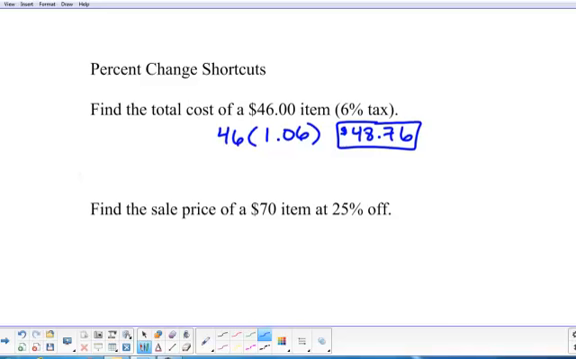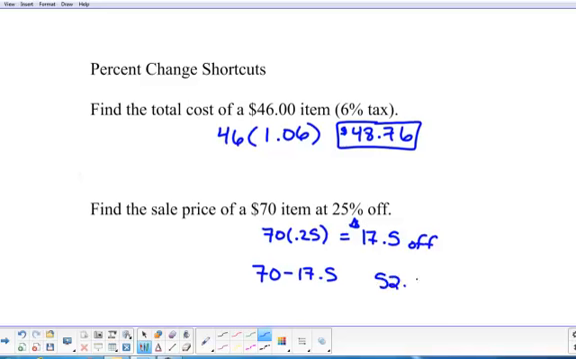And then it says find the sale price of a $70 item at 25% off. So we would do 70 times 0.25. And we're going to get $17.50. So this is how much money we have to take off. So then if you do 70 minus $17.50, you're going to get $52.50. So that would be the sale price. This one doesn't ask about tax, so we are done.